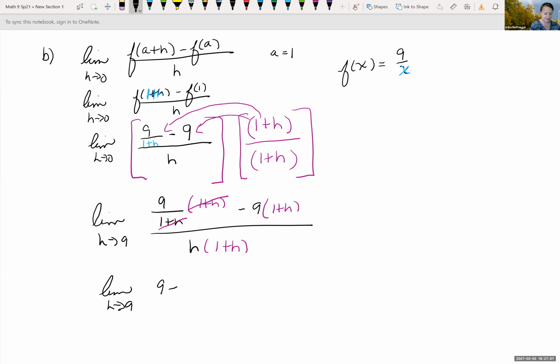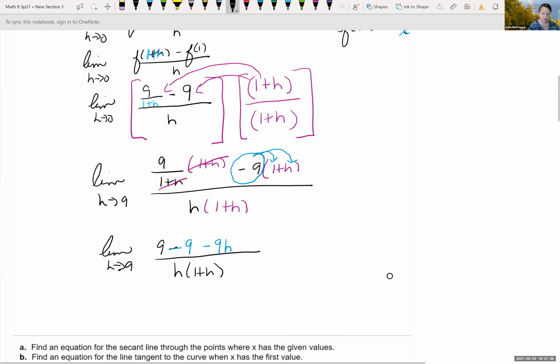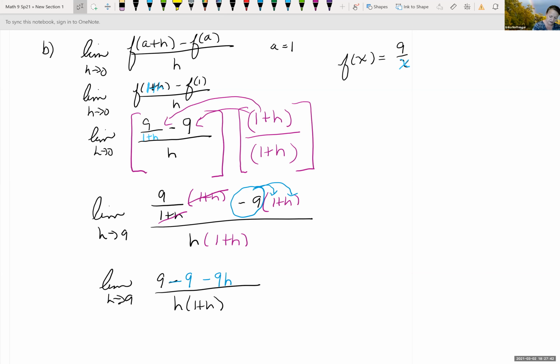So we have 9 minus, maybe we can distribute now. Let's distribute this negative 9 inside the parentheses here. So we have negative 9 times 1, so minus 9, and then negative 9 times h, minus 9h, all over. And I'm not going to distribute on the denominator because the whole point is that if I don't distribute, then we're going to have like factors that we can cancel. Okay, so 9 minus 9 in the numerator simplifies, those cancel out.